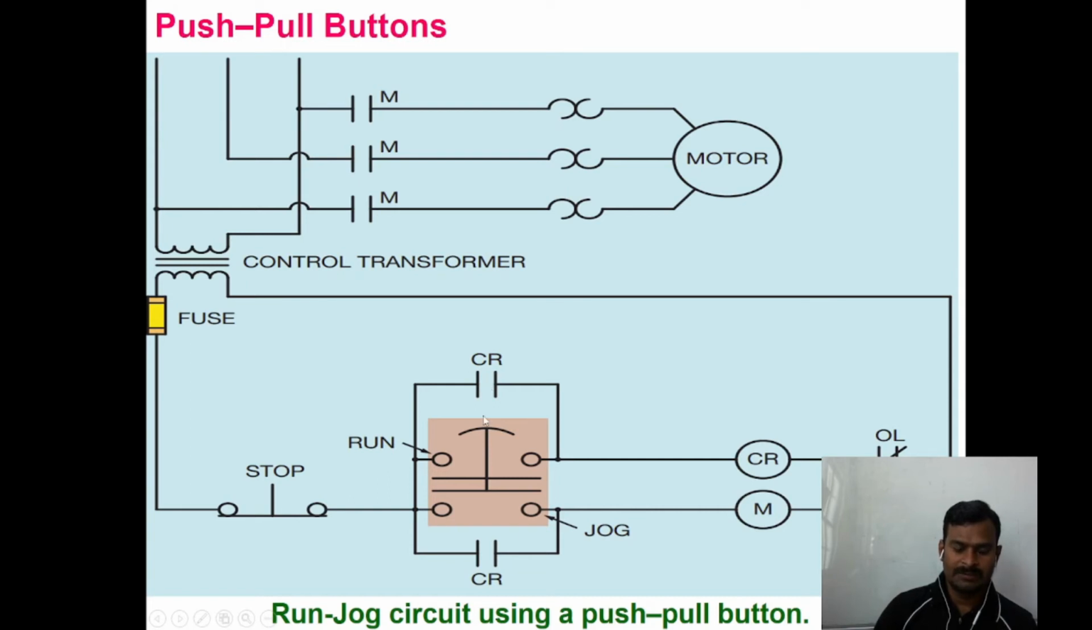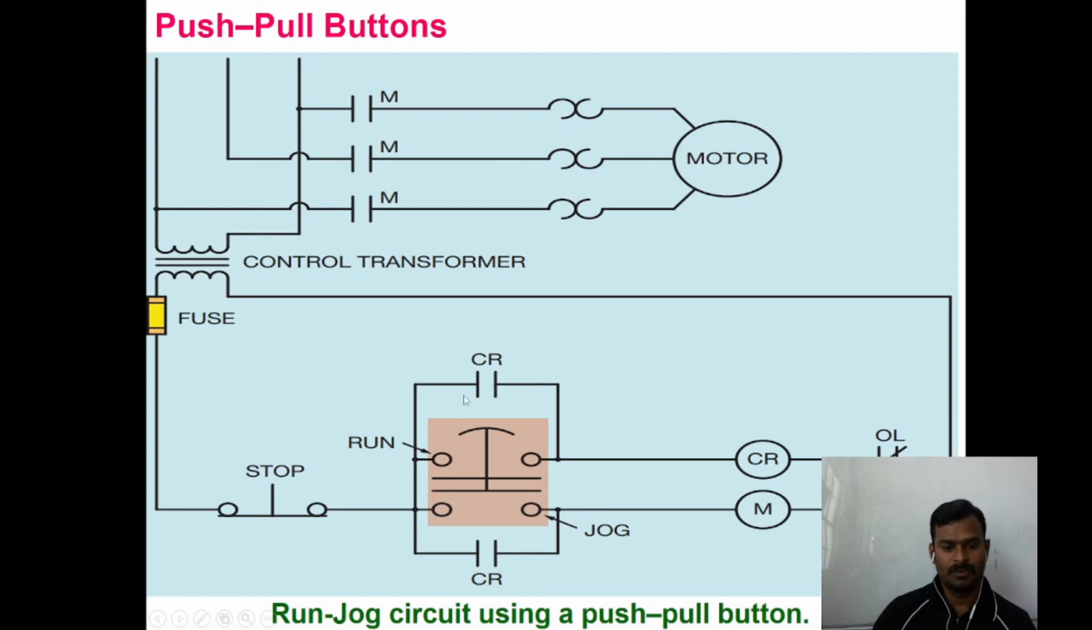When you release the switch, immediately it will break the circuit here. Since we don't have any latching here, the main contactor gets de-energized immediately, and because of that the main contactor contacts will open, and the motor will go off. This kind of circuit we use for inching or jogging.